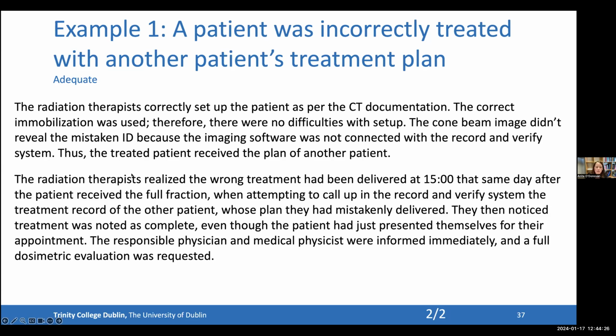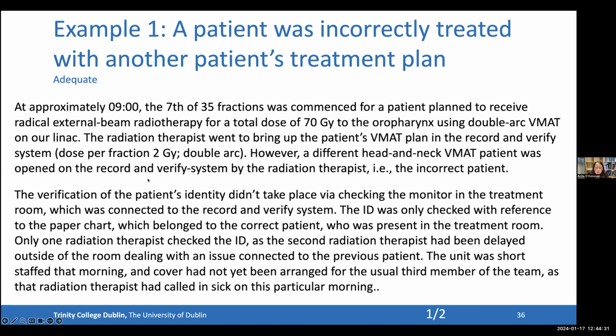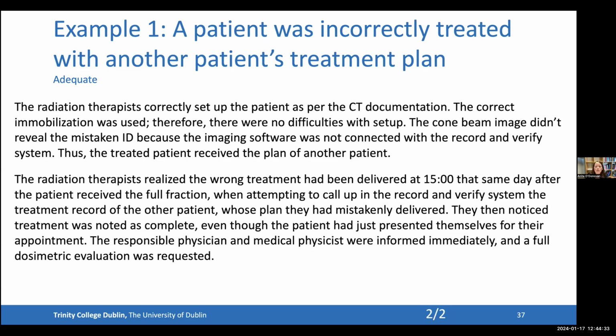The time frame is included, so we can see that the realization, even though the patient was treated at 9 in the morning, the incident wasn't identified until much later that afternoon when attempting to call up the other patient whose plan had been mistakenly delivered. And the final section in terms of the patient or staff impact was deemed not relevant in this particular case. So that's just to highlight what we've done in the report in terms of the examples.